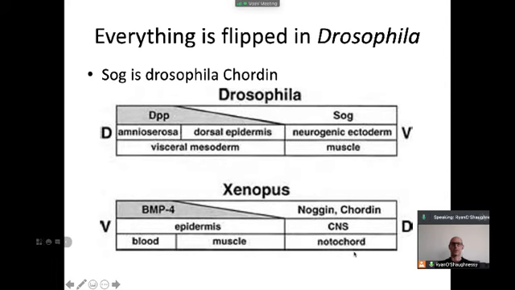So whereas in Xenopus it's the dorsal tissue that has the head and CNS fates, it's the ventral tissue in Drosophila that has the equivalent fates. So everything is flipped in Drosophila. And just to remind you, SOG is Drosophila chordin.